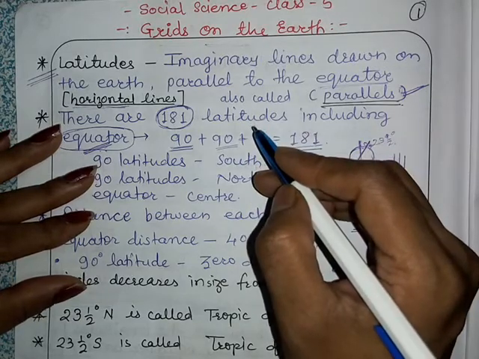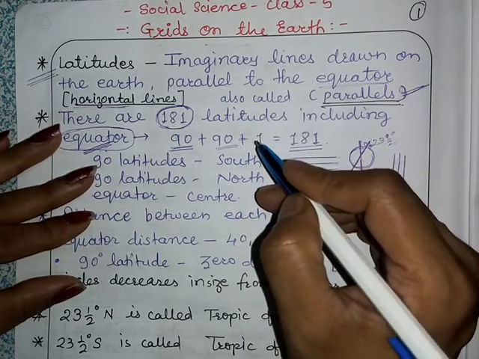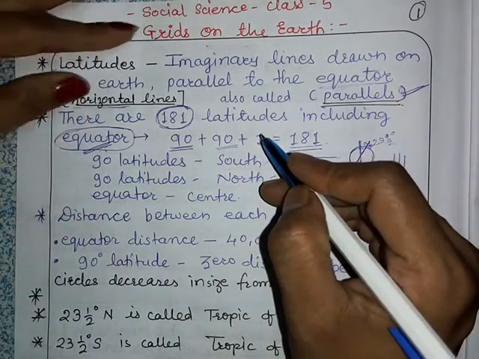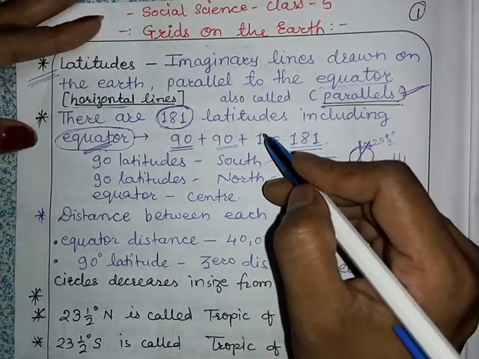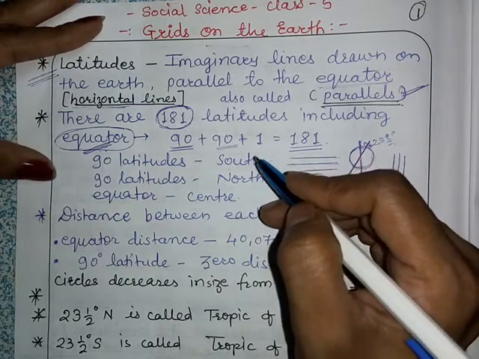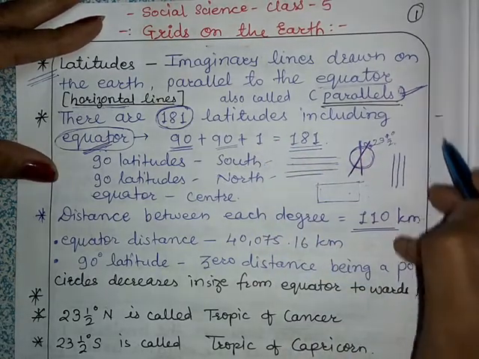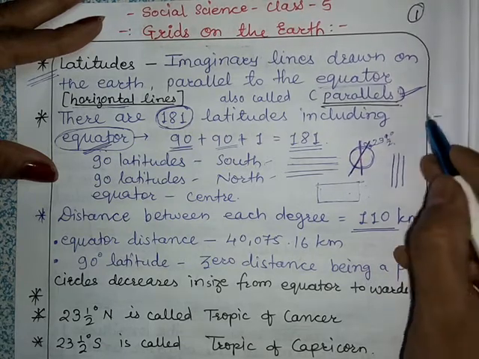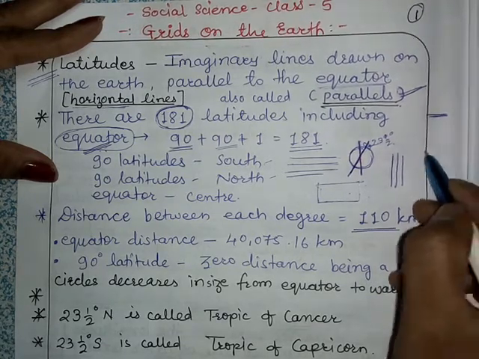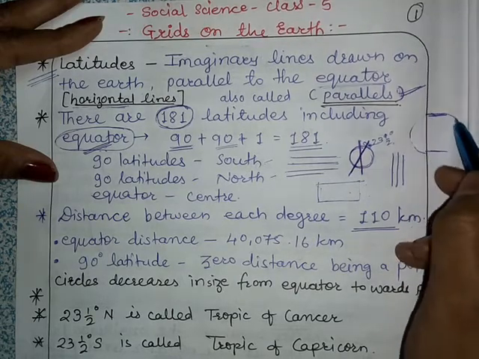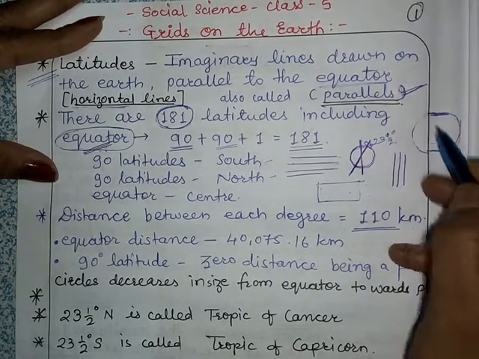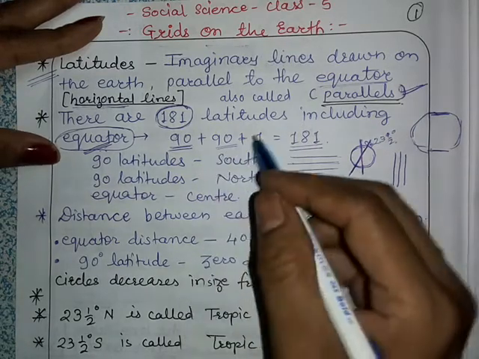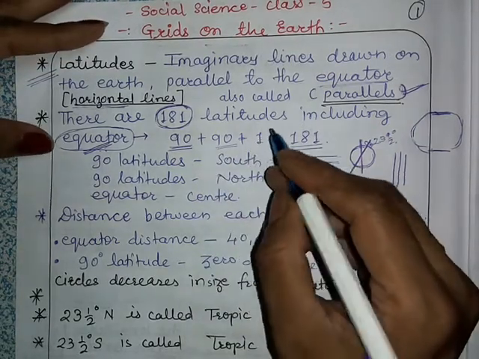But first I am going to tell you that the earth is roughly spherical in shape. It is just like a ball, but it is flat at the north pole and south pole. It is not exactly spherical, and it rotates on its axis.